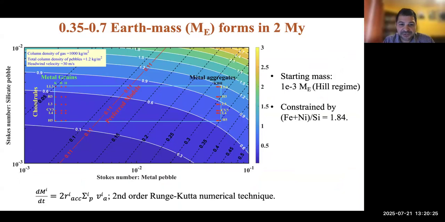Yeah, I do have a few questions on this plot. Specifically here, the density. It seems that you're using a low density. I see here the column density of gas, 1,000 kilograms per square meter. That is 100 grams per square centimeter, which is about 10 times lower mass than the minimum mass solar nebula. So I was wondering why you chose this low density nebula for this calculation, and did you try to change that?